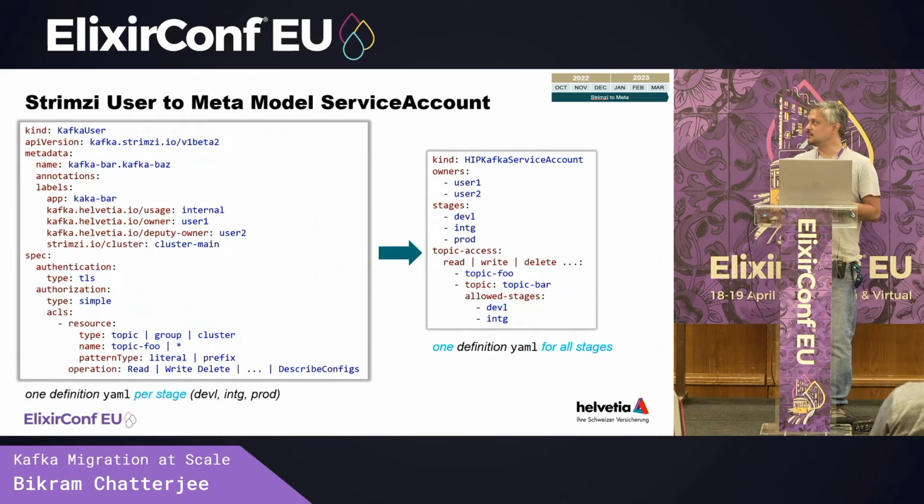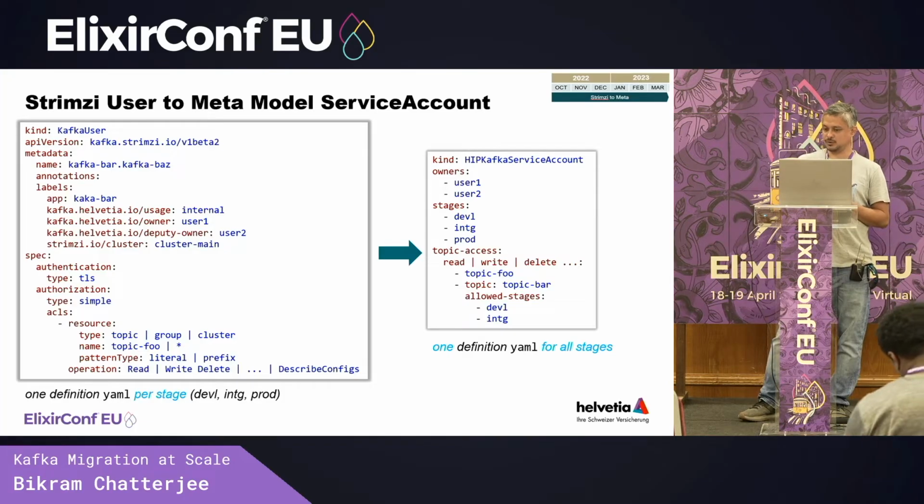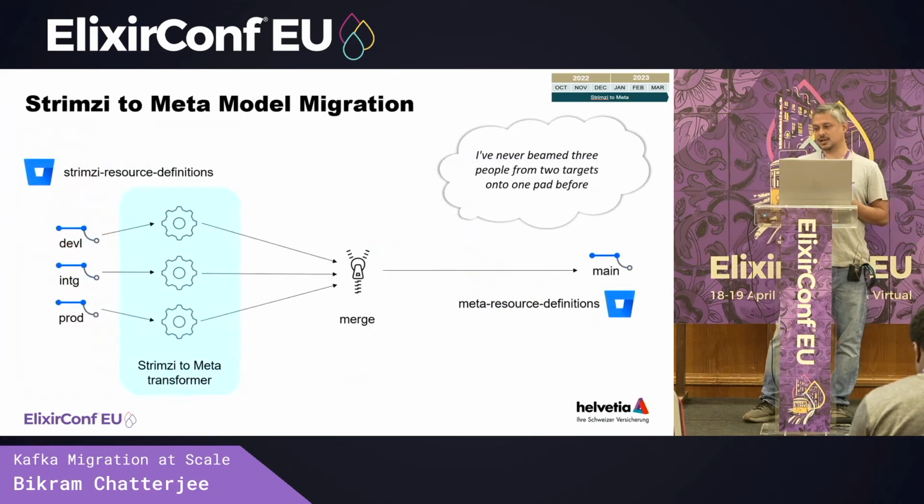Now, we did the same for the user definition. So we could also reduce the volume of the definitions that you maintain in the repository. This meta model definition, though it's very user-friendly, lightweight, and streamlined, we had some challenges to actually do it right. So at a very high level, our architecture of migration was the following. We read every definition from every branch of the repository, so one each from devel, int, and prod. We transform them into the meta model with a simple Elixir script, merge them together, and then write the new meta model definition in the meta resource definitions.